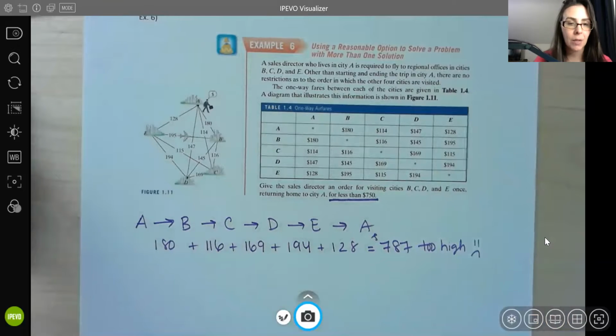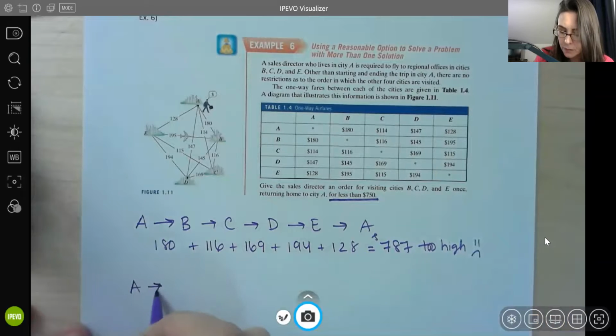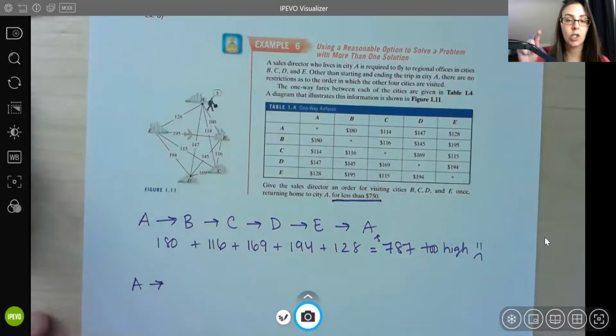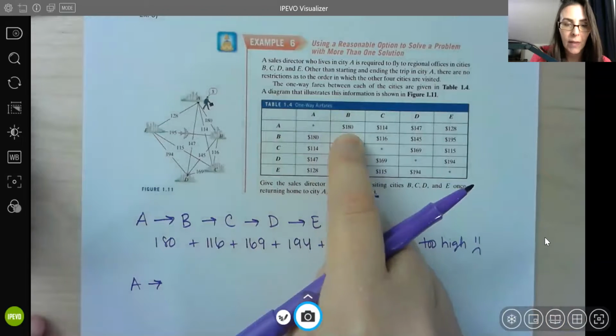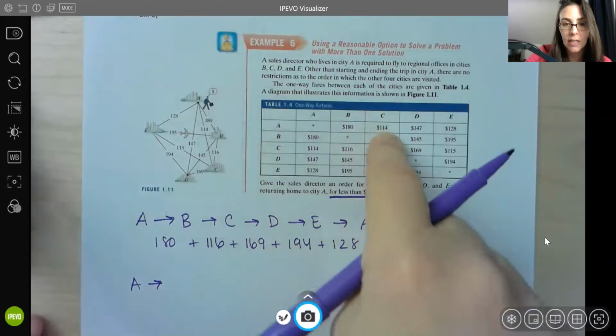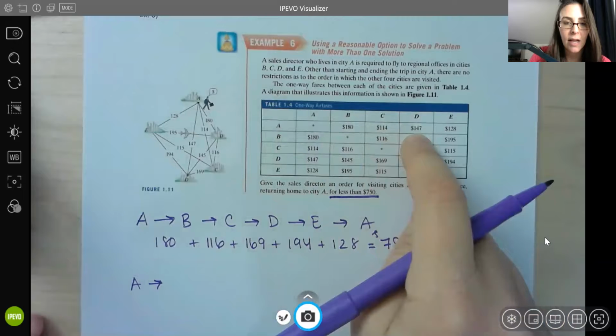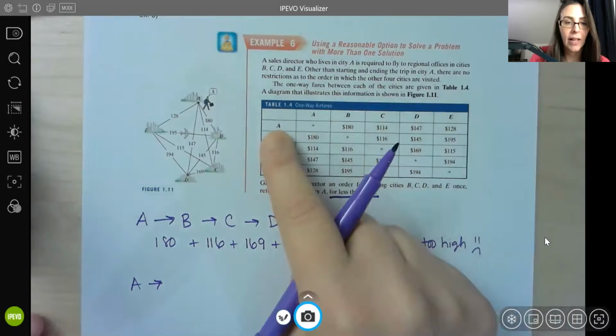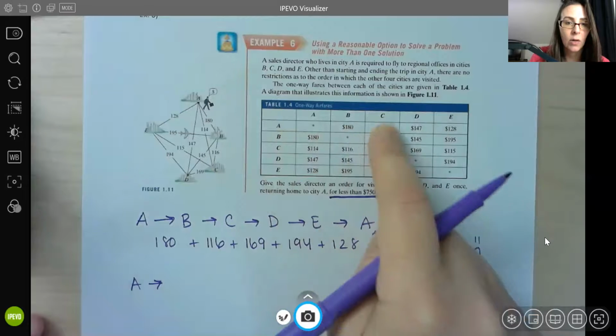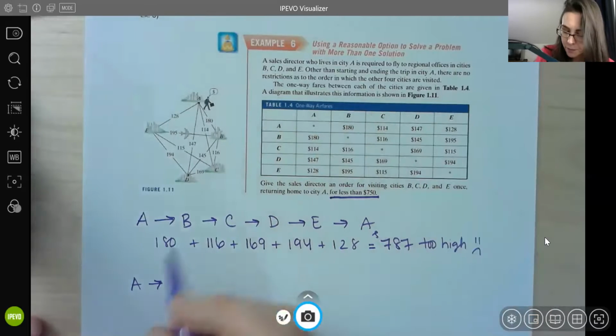The strategy that I'm going to use, and this is one that your book suggests, and I really like it, is let's try an order where we always make the cheapest decision. So for instance, we're starting in city A. And I'm going to fly to the cheapest city that I can. So if I fly to city B, it's $180. If I fly to city C, it's $114. If I fly to D, it's $147. If I fly to E, it's $128. The cheapest flight I can take out of city A is to go to city C at $114.